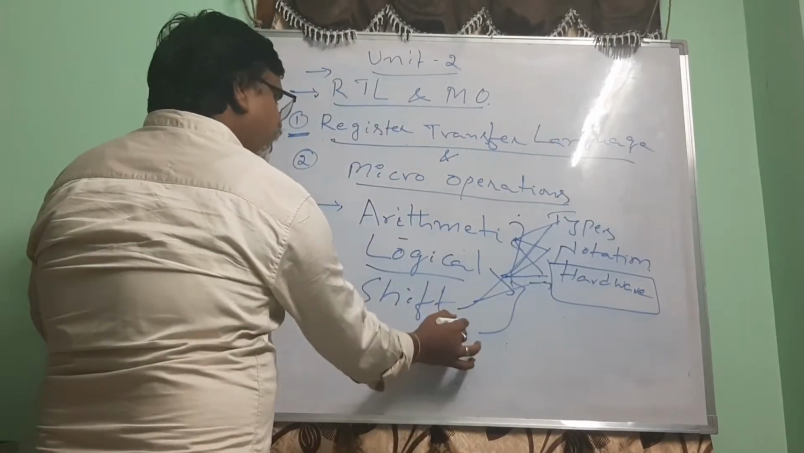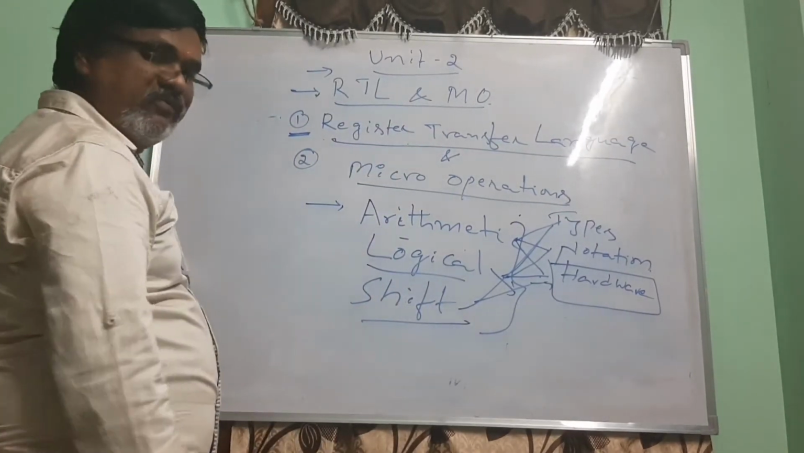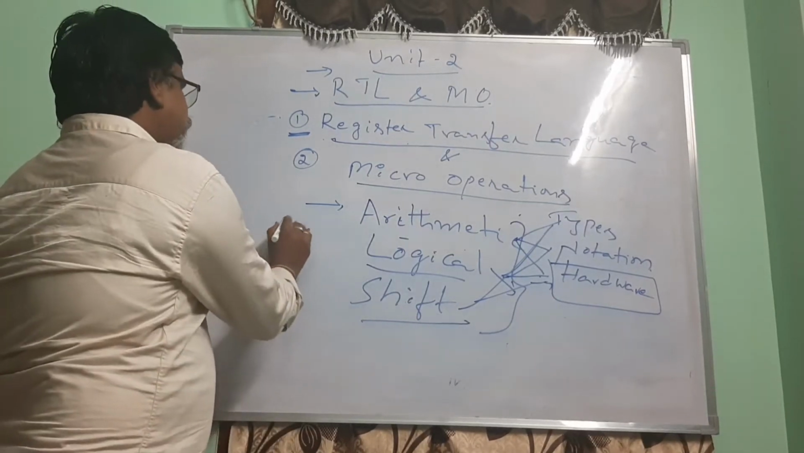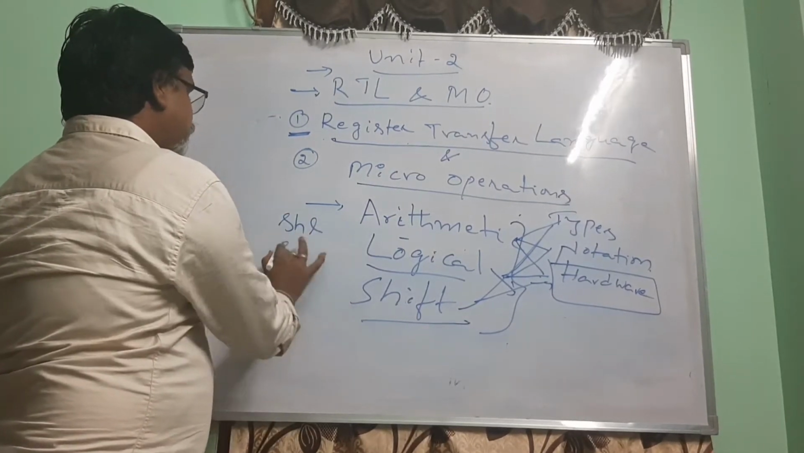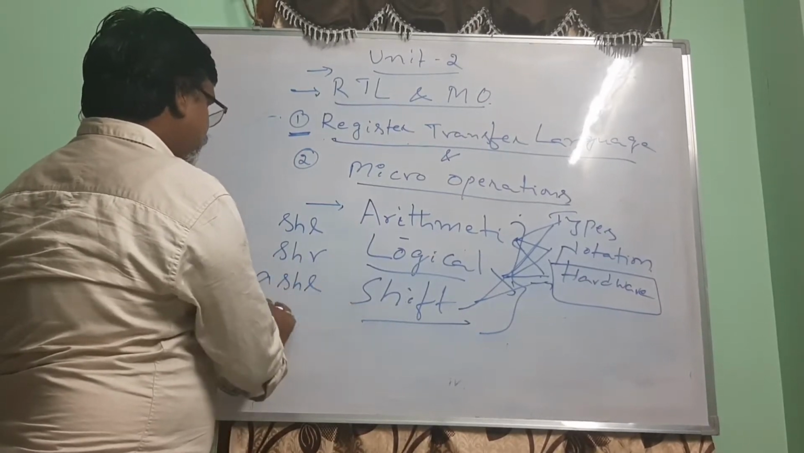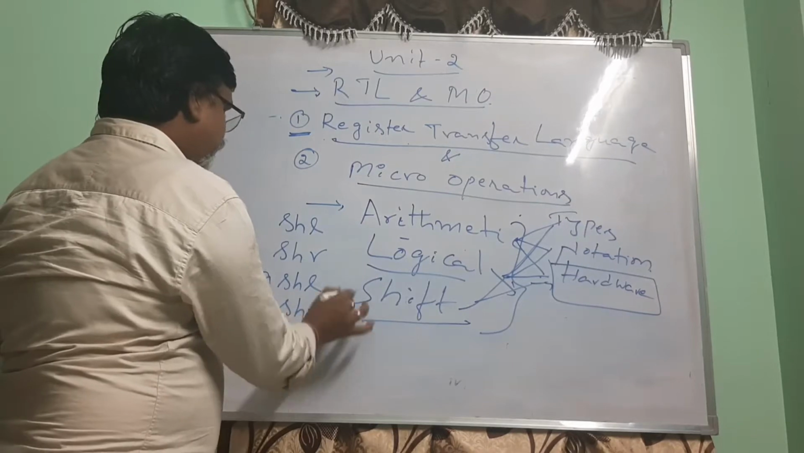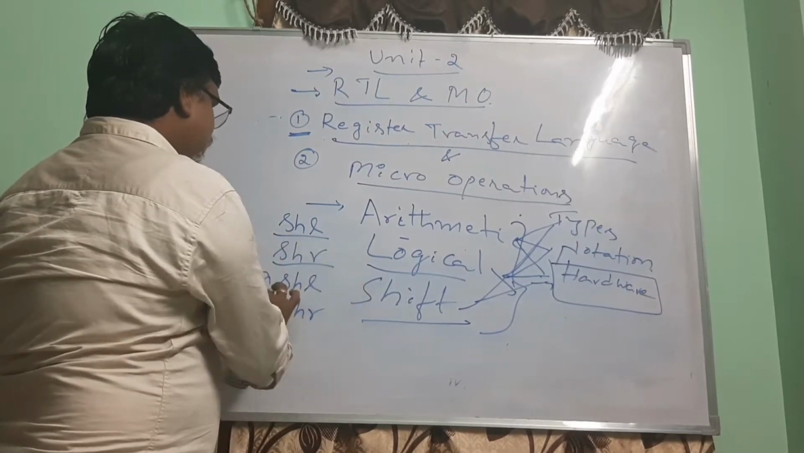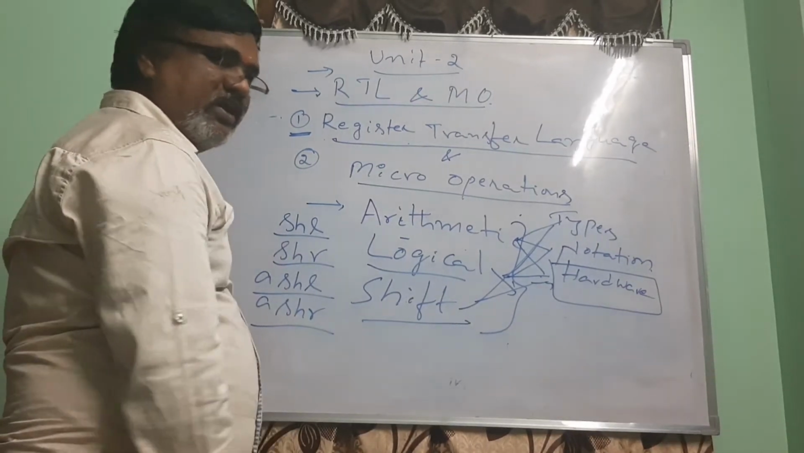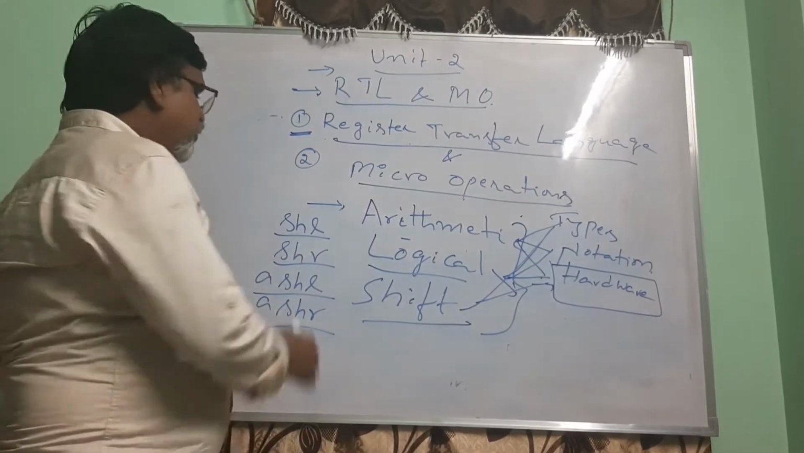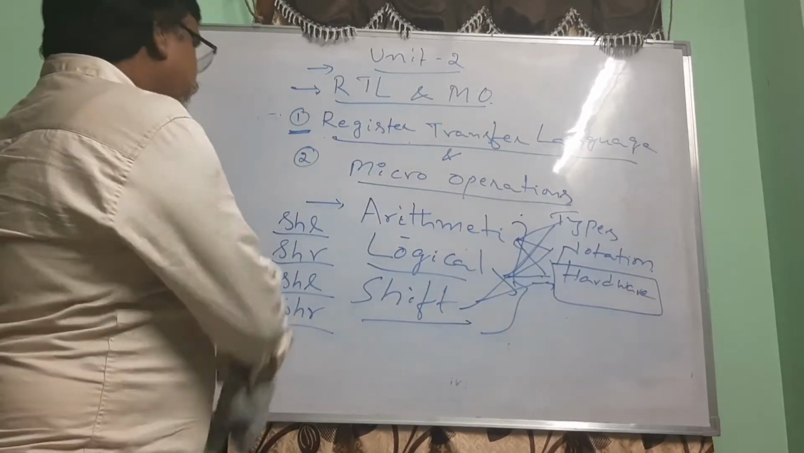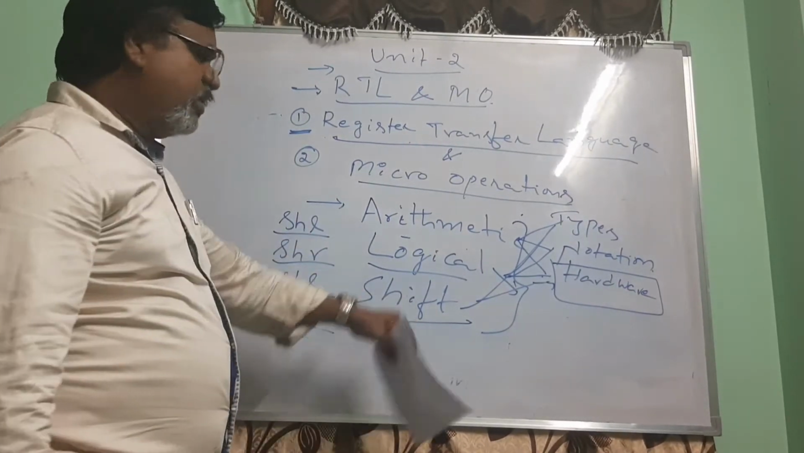I think we are already somewhat familiar with these shift operations, like SHL, SHR, ASHL, ASHR. We have already discussed shift left, shift right, arithmetic shift left, arithmetic shift right, in our multiplication, that is Booth's algorithm, and in the division algorithm. But here, in detail, we are going to discuss these 4 instructions under shift.